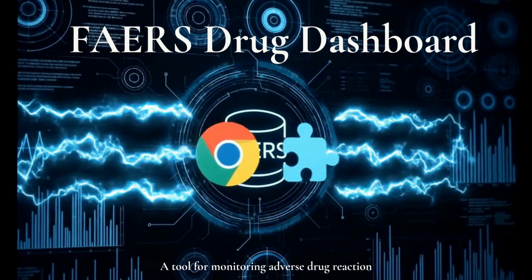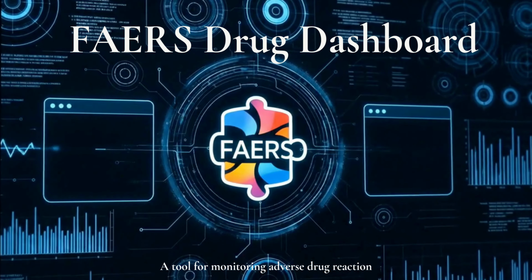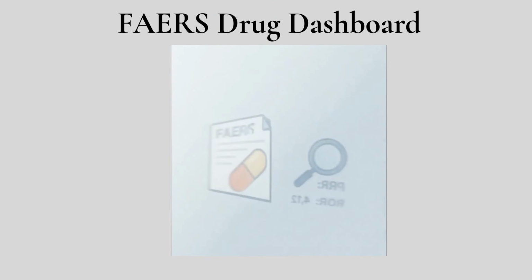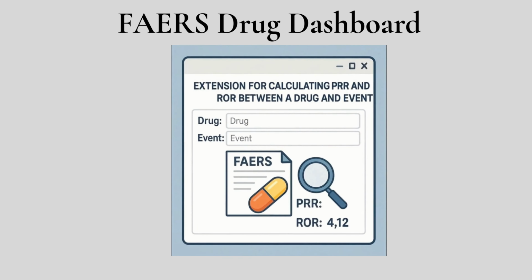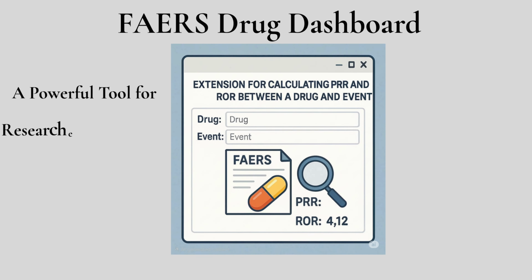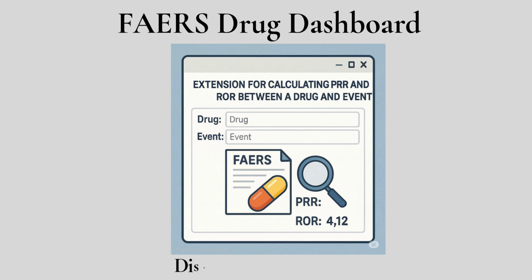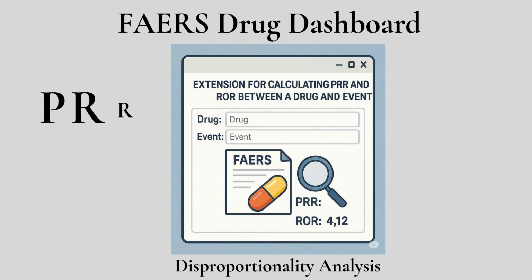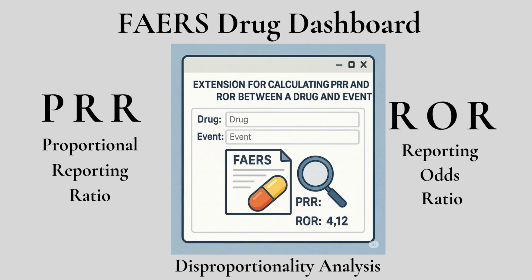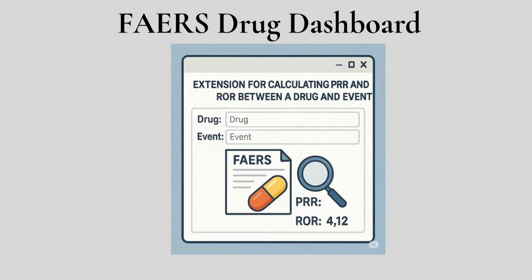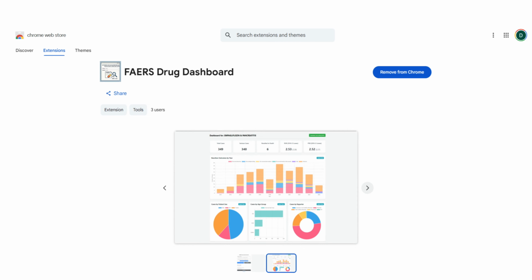Hello, and welcome to this guide for the FAERS Drug Dashboard. This Chrome extension is a powerful tool for researchers, clinicians, and pharmacovigilance professionals to quickly analyze adverse event data from the FDA's FAERS database. It calculates key disproportionality metrics like PRR and ROR and displays the data in an interactive dashboard, all right in your browser.